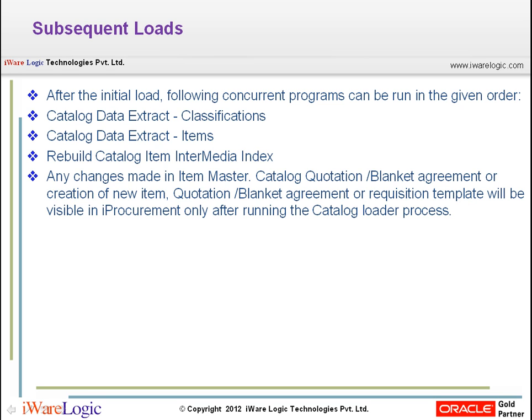Once we upload the catalog the first time, after the initial load, we can run the concurrent programs in the given order, like catalog data extract for the classifications, catalog data extract items, and rebuild the catalog item intermedia index. Any changes made in item master, catalog quotation or blanket agreement, or creation of a new item, quotation, blanket agreement or requisition template will be visible in iProcurement only after running the catalog loader process. Otherwise, it will not be available.